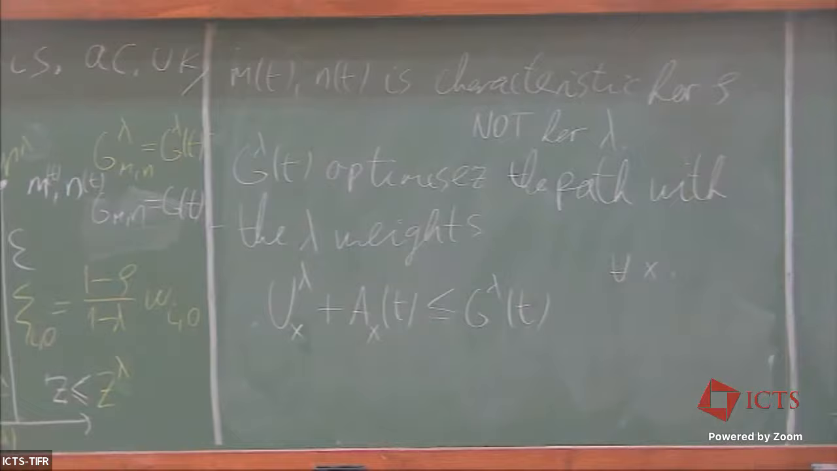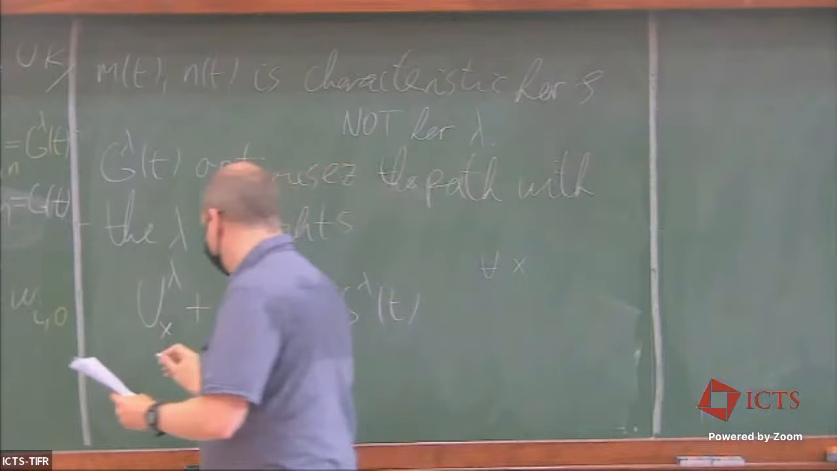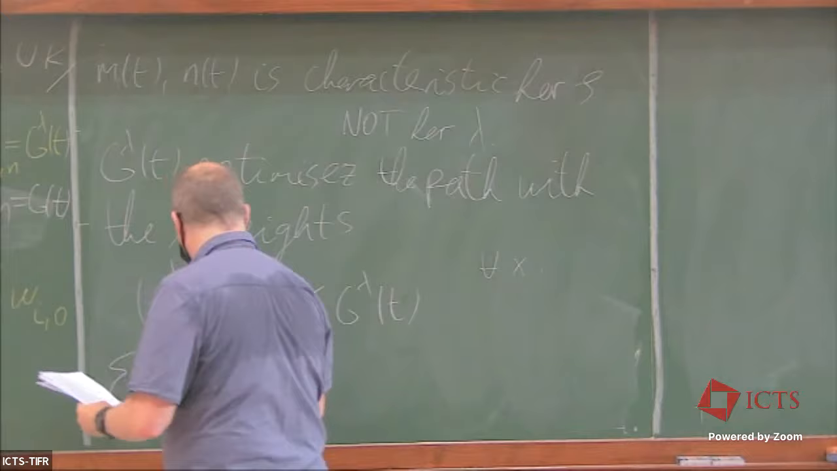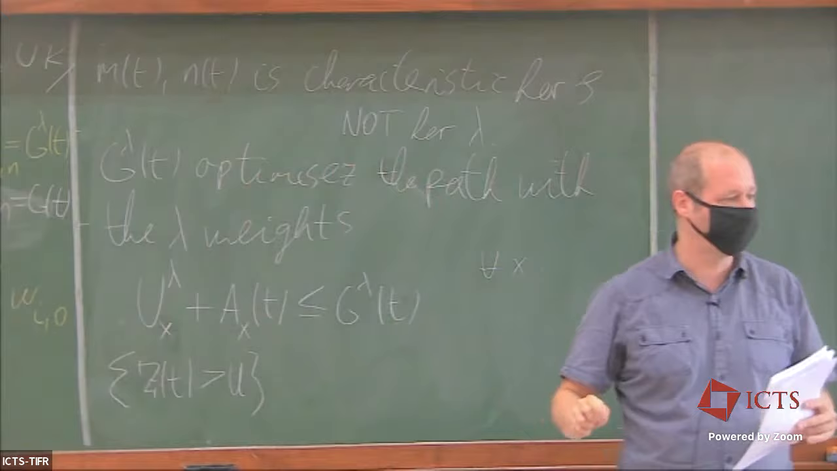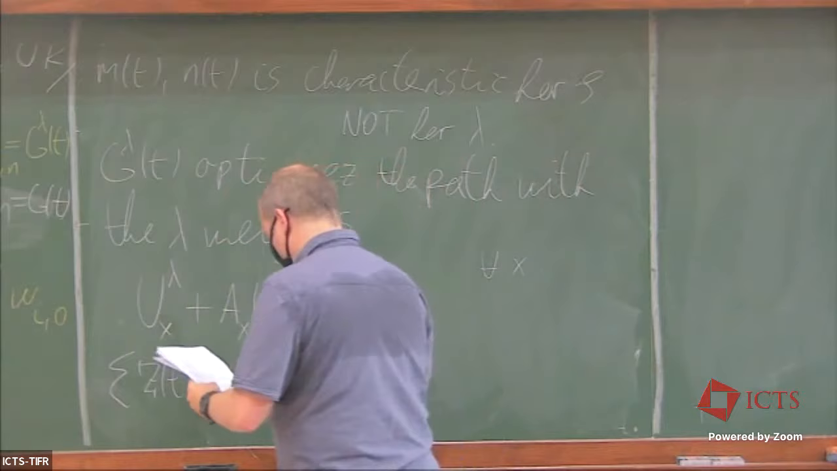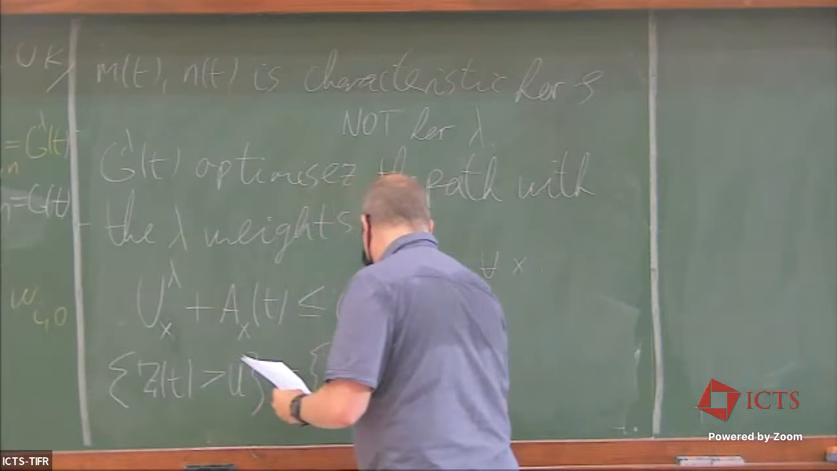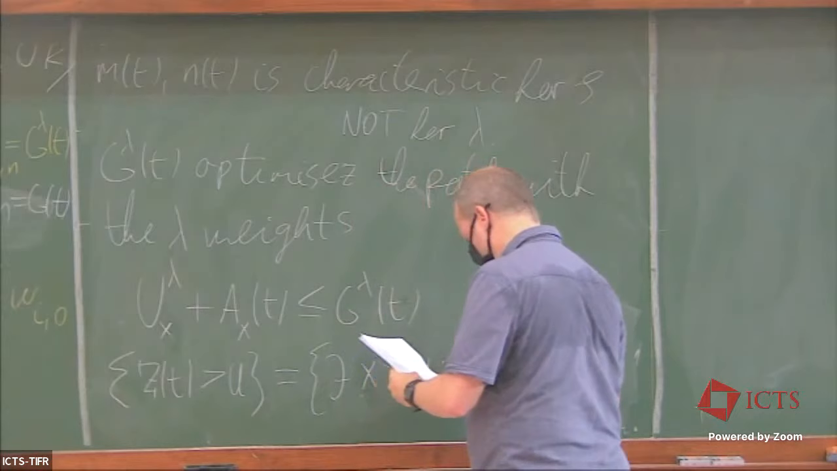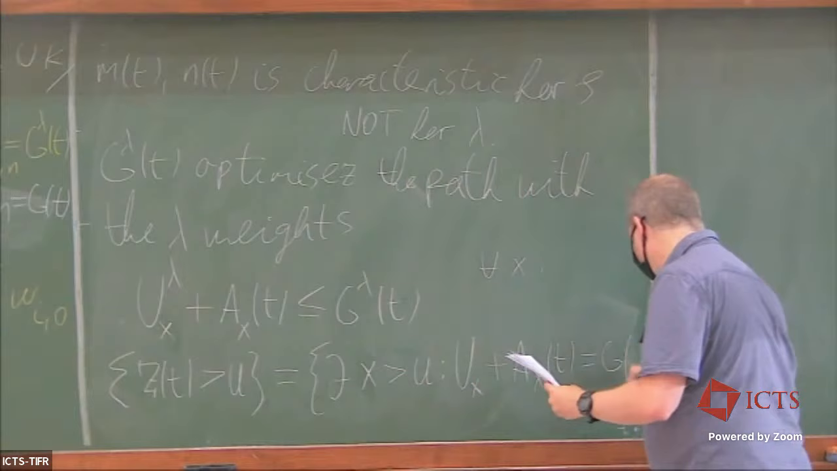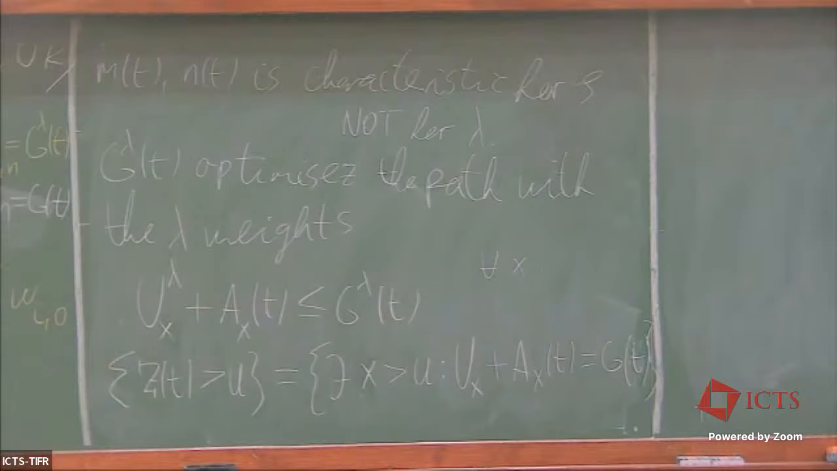So let's start looking at an event, that the exit point in the rho model, if I don't have an index, then it's the rho model. So the exit point in the rho model is bigger than some U. What does that mean? That means that there is a path on the right of U that's better than the path at U, okay? So there exists some exit point X that's bigger than U such that U X plus A X is equal to the optimal last passage time for the rho process. Everything is in the rho process at the moment. Okay?